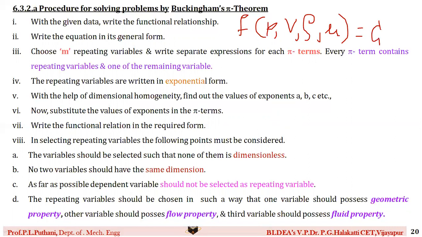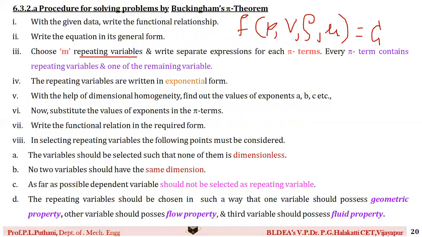So we write the functional relationship, and we write the general equation in the form of the pi terms itself. I will tell you when we start a discussion of one problem. After writing this, we need to choose m of the variables as the repeating variables.